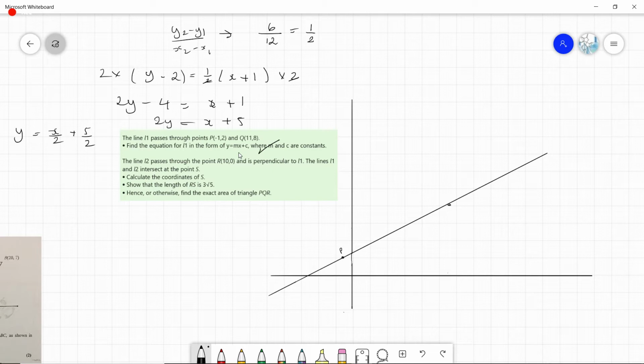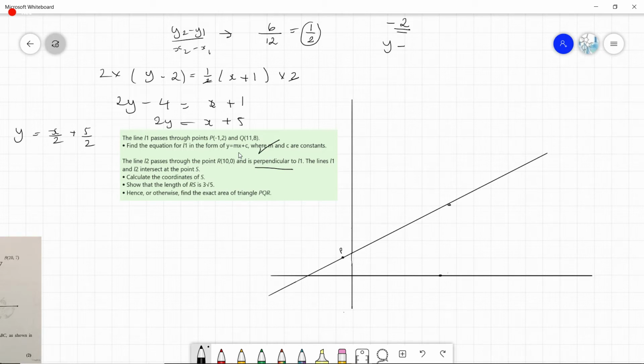Then it says L2 passes through the point 10, 0, and is perpendicular, which is very, very important, to L1. So if I plot the point here, 2, 4, 6, 8, 10, this is the point 10, 0. I don't know where it's going to cross L1, so I need to find a point. I know that it's perpendicular. That means our initial gradient was a half, so our perpendicular gradient would be -2, that's the negative reciprocal.